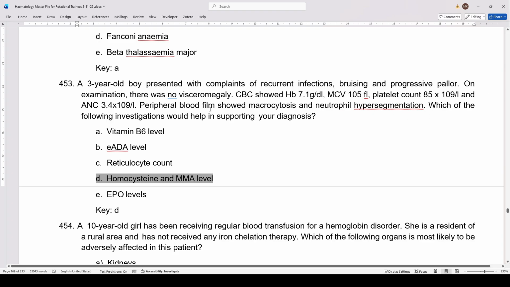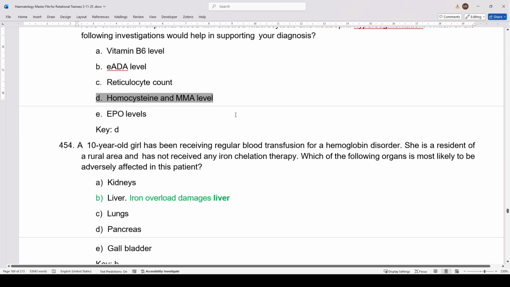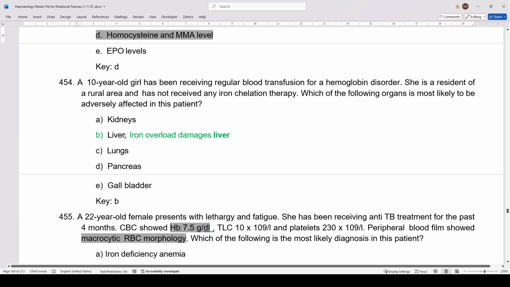So it is telling us it is a case of megaloblastic anemia, and which tests would help in supporting your diagnosis? They are homocysteine and MMA levels, serum homocysteine and methylmalonic acid levels. Okay, so these tests will help in the diagnosis, though we don't do them, but these are the diagnostic tests.